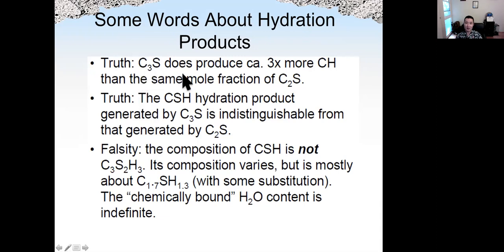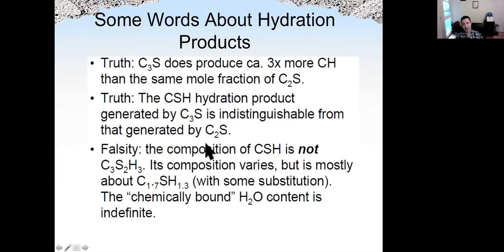So C3S does produce more calcium hydroxide than the same molar fraction of C2S, based on the equation shown a couple of slides earlier. And the CSH produced by C3S is the same as the CSH produced by C2S.